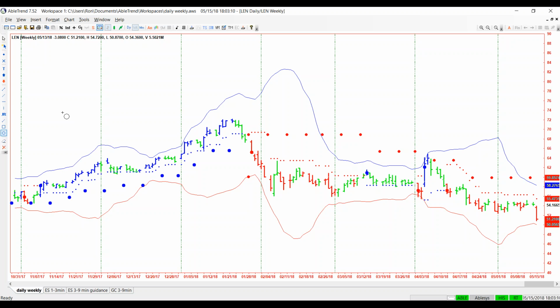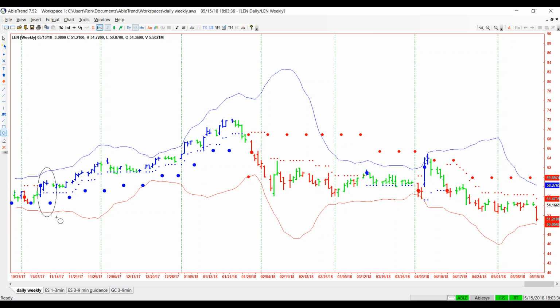So let's jump in. This is Lennar, the home building stock, daily, weekly chart. We'll go with a little longer time frame because not everybody can or wants to sit in front of the computer all day. If you're a day trader, that's what you have to do. Nobody knows when the big moves are going to come. So obviously, to be successful at it, you've got to put the time in, just like anything else. So we had a really nice buy signal there.